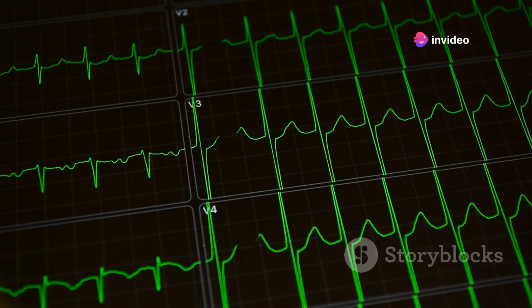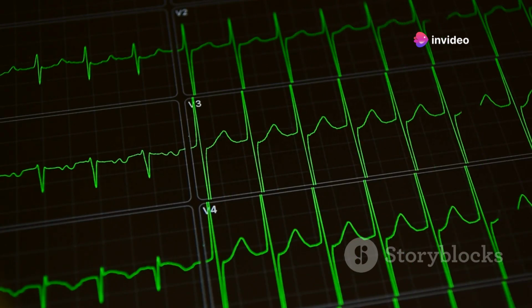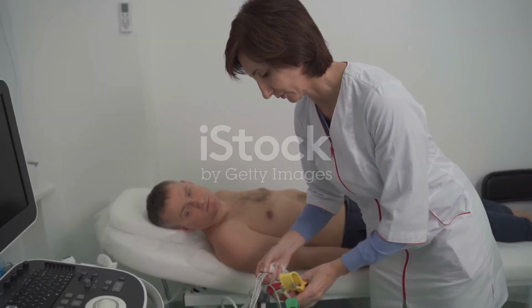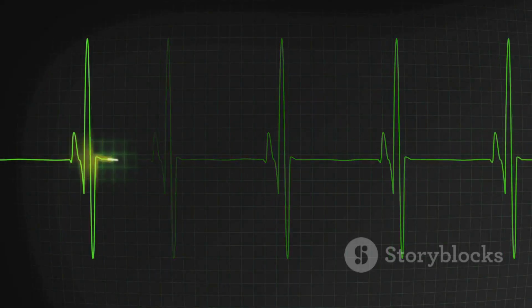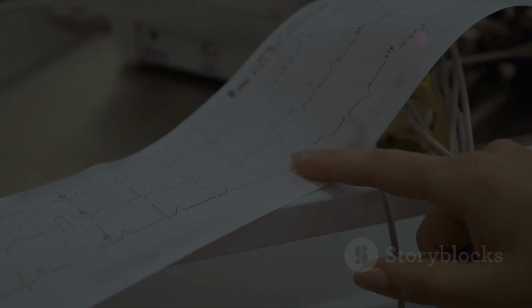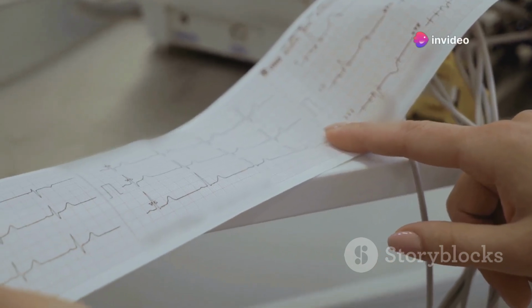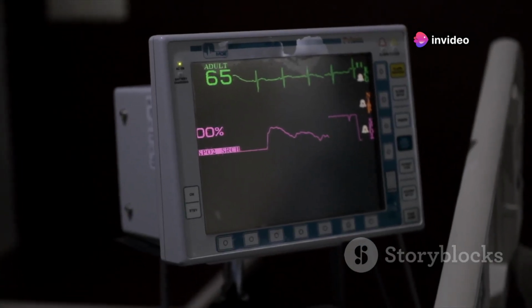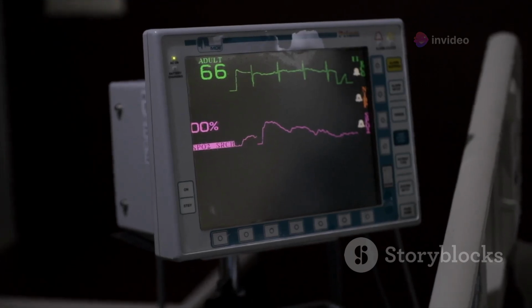Heart rate and rhythm. What's normal and what's not? An ECG provides valuable information about the heart rate and rhythm. The heart rate, measured in beats per minute, can be easily determined from the ECG by measuring the distance between two consecutive R waves. A normal resting heart rate for adults typically ranges between 60 and 100 beats per minute.